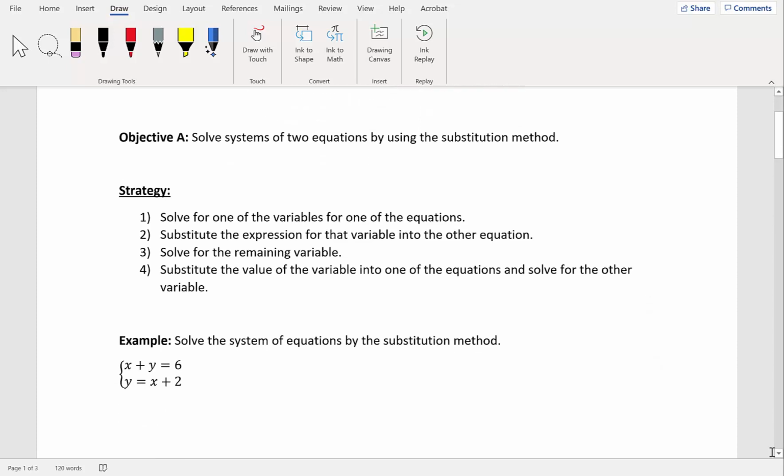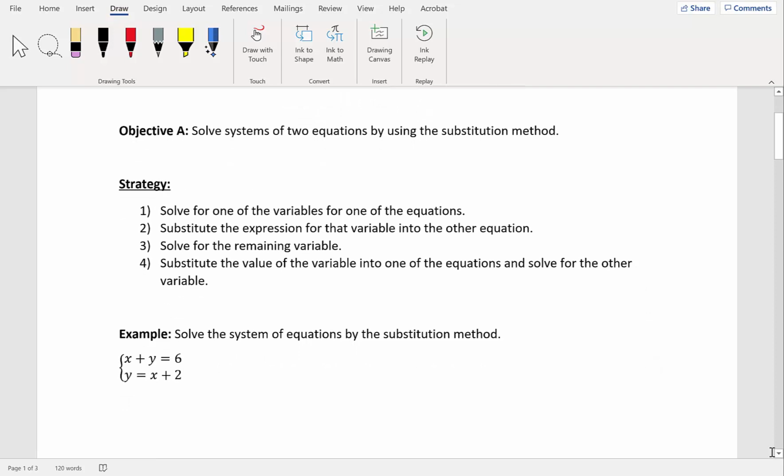So let's take a look at this first example. Solve the system of equations by the substitution method. So we have two equations, just like we saw in the previous section. Our first equation is x plus y equals 6, and then the second one is y equals x plus 2. So our first step is to solve for one of the variables for one of the equations.